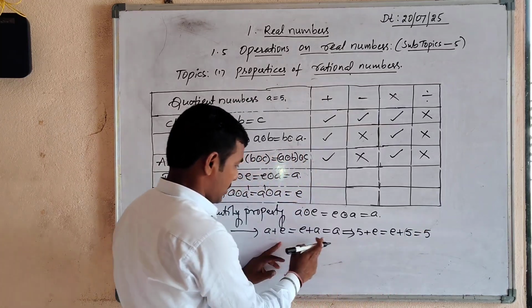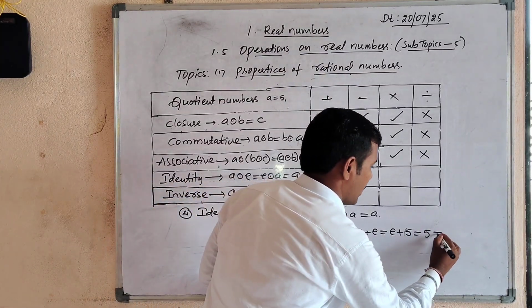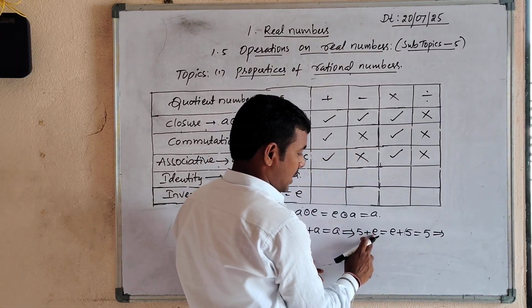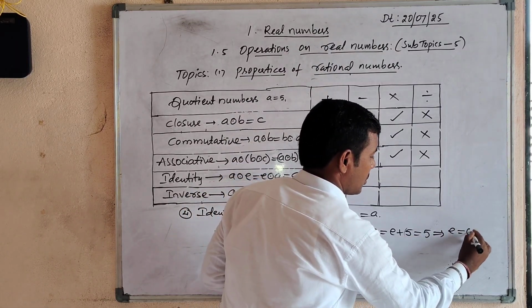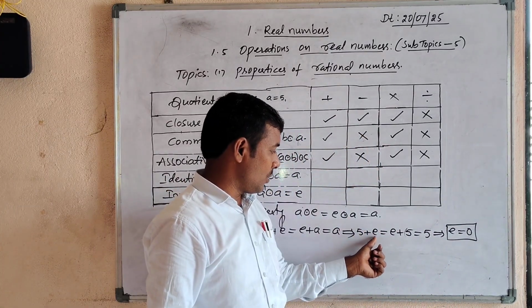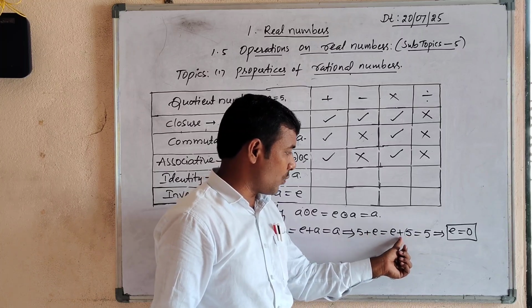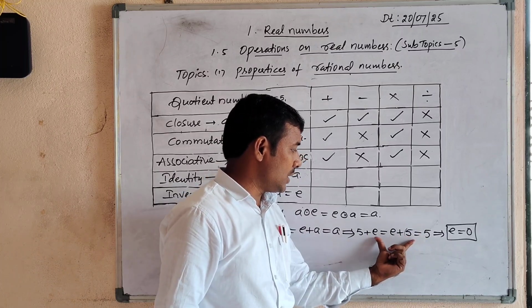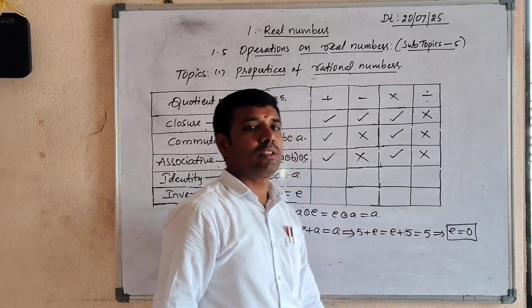Correct? Same setting. In case of A position 5 again. Now let us see once. 5 plus E is equal to E plus 5 is equal to 5. Then what is the value? Tell me. 0. No doubt. See. Substitute 0. 5 plus 0, 5. 0 plus 5, 5. This is 5, this is 5, this is 5. However, this equation is satisfied when E value is considered 0.